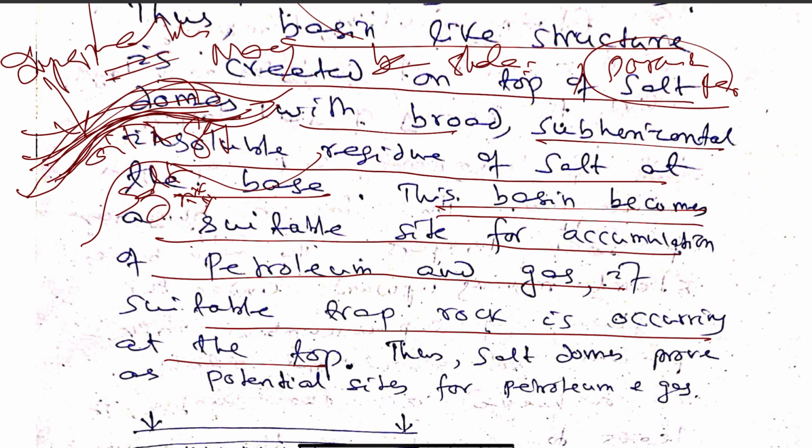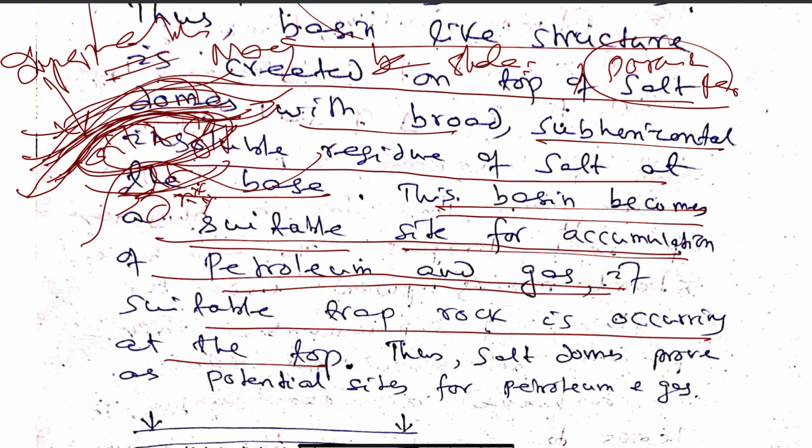So the basin is created over the salt domes. The basin becomes the site for accumulation of petroleum and gas, and the overlying sedimentary formations are impermeable. In that condition, the oil and gas will be stored in the basin created at the top of the salt domes. Thus, salt domes become the potential site for occurrence of petroleum and gas.